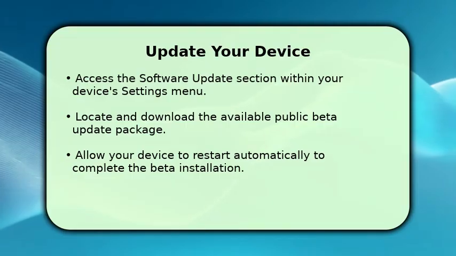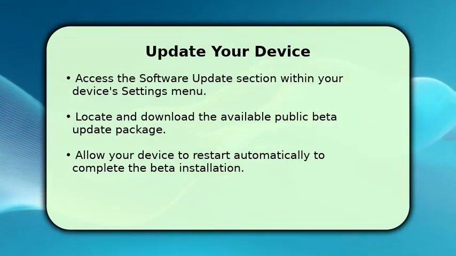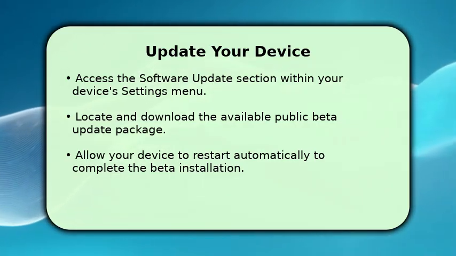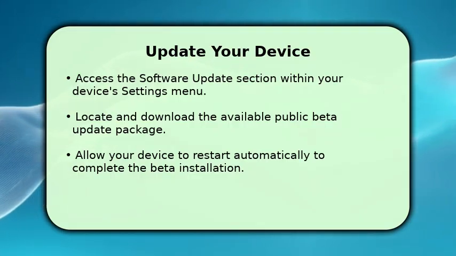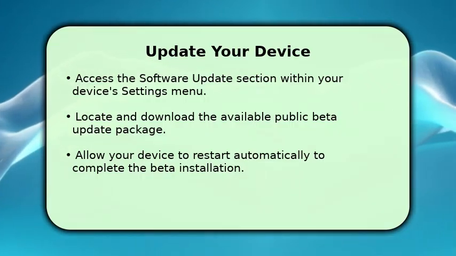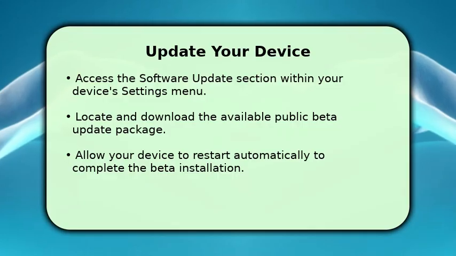With the beta profile installed and your device restarted, you're ready to update. Open your device's settings, then go to General and tap on Software Update. You should now see the public beta update available for download. Tap to download and install it. This process might take some time, depending on your internet speed and the update size. Your device will restart automatically once the installation is complete.